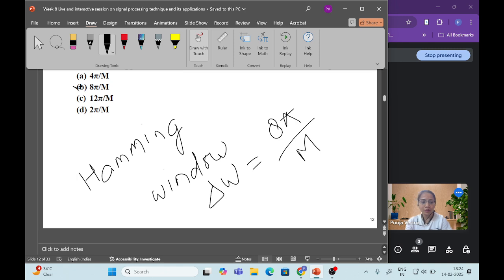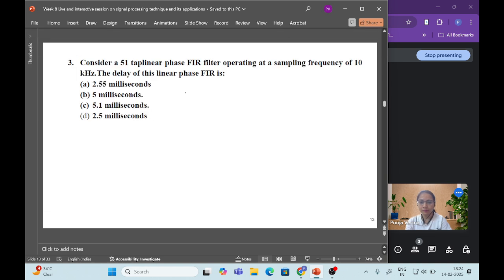Okay, moving to the next question. Our next question is, consider a 51 tap linear phase FIR filter operating at a sampling frequency of 10 kHz. The delay of the linear phase FIR filter is: option A is 2.55 milliseconds, option B is 5 milliseconds, option C is 5.1 milliseconds, and option D is 2.5 milliseconds. So how can we solve this problem?